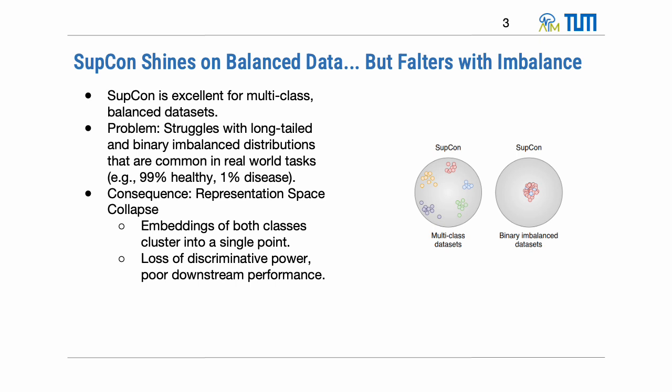For example, we work a lot with medical data. And here, the representation space collapses completely. The loss stops training, the embeddings of both classes cluster into a single point, you lose all discriminative power and pretty much all downstream performance.